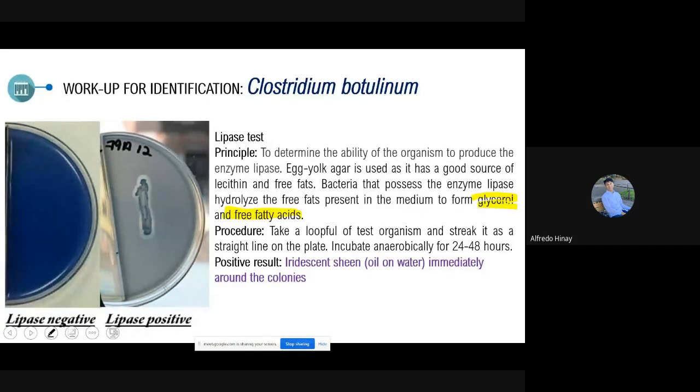So the production of, kasi di ba may fatty acids na siya class. Kung may production of your fatty acid class, nagkakaroon tayo ng oil on water na characteristic. So ganito na yung itsura ni class. Okay, so we allow again the bacteria to produce the enzyme lipase that will degrade your fat or free fats. Okay? And then the end product is glycerol at saka fatty acid.